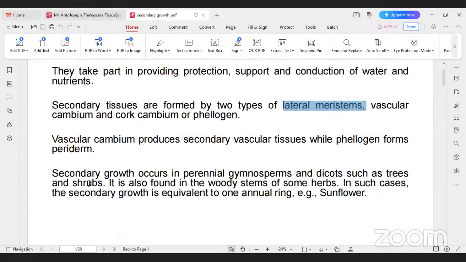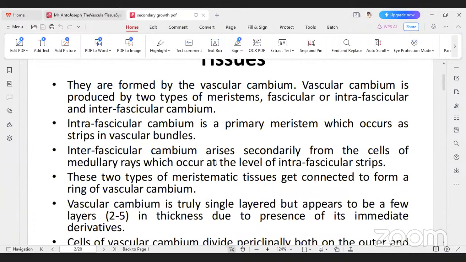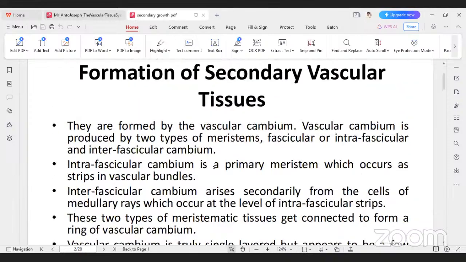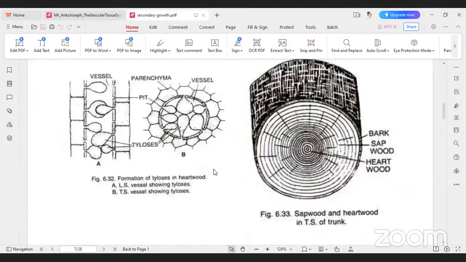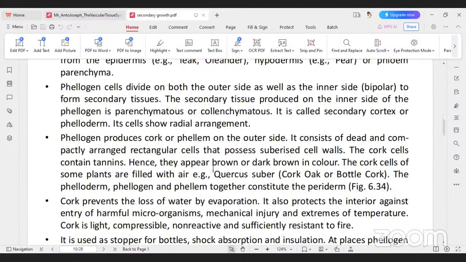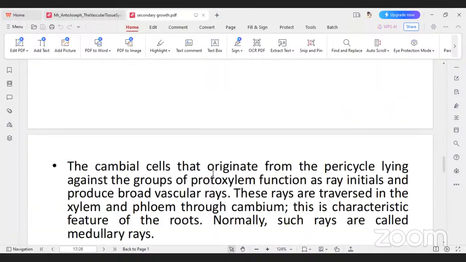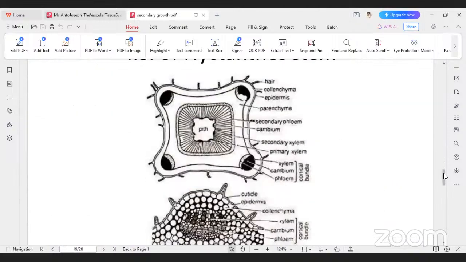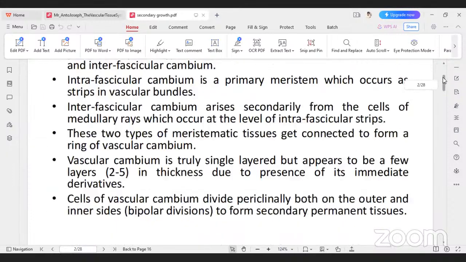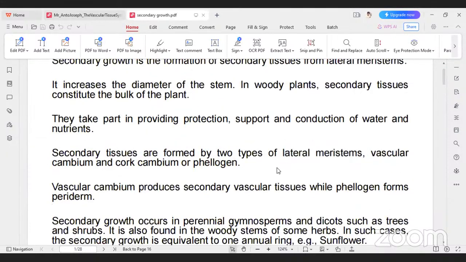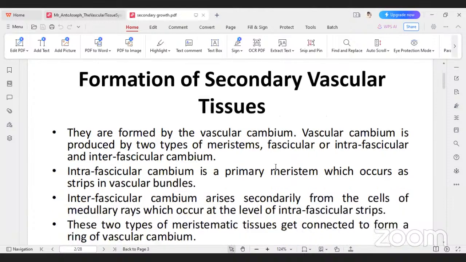So here is the first one. Secondary growth occurs in perennial plants. Is there any diagram? Okay, not given, right? Actually, you don't know phellogen, phellem and bark, how the bark is formed. First, the formation of secondary vascular tissue.